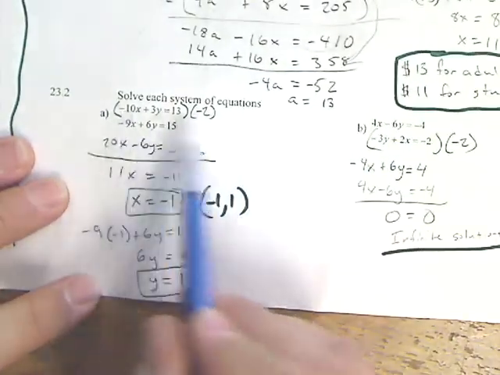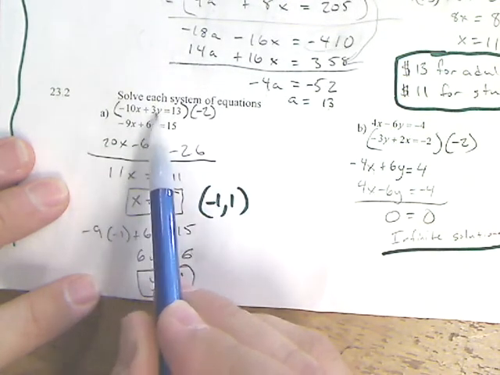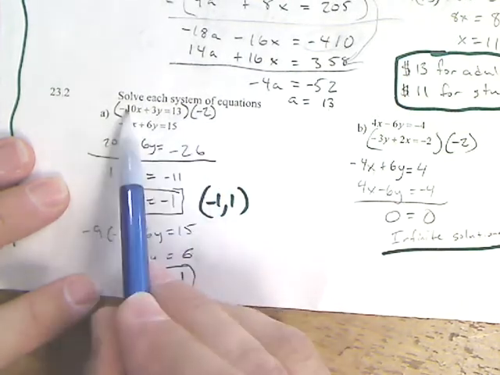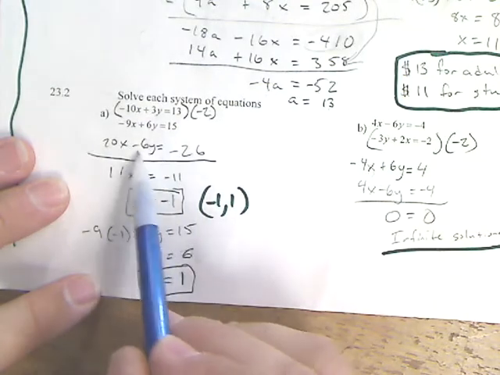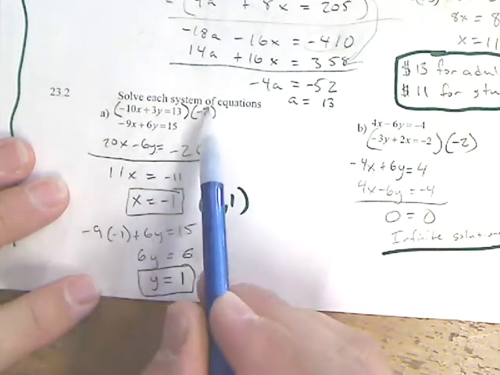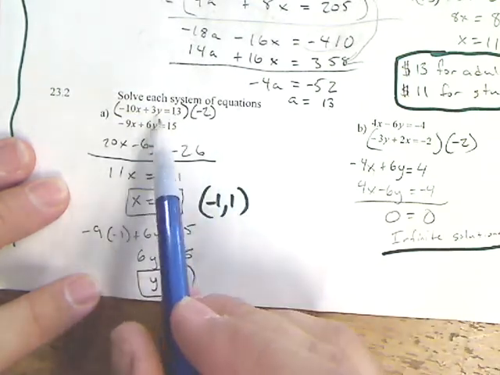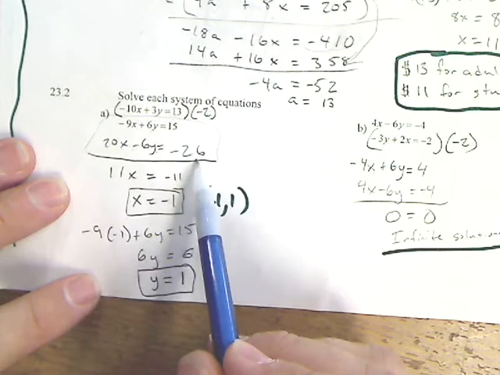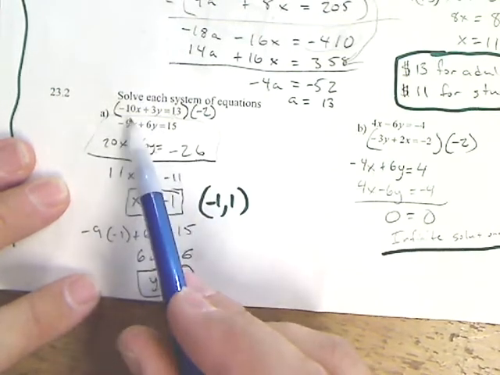I multiplied the top one by -2 so that my x's would, or my y's would cancel out. So -2 times that gives me a positive 20x. -2 times 3y is -6y. And -2 times 13 is -26. And then I just looked at these two guys, combined the like terms, gone. Leaves me in -11. That one's gone.